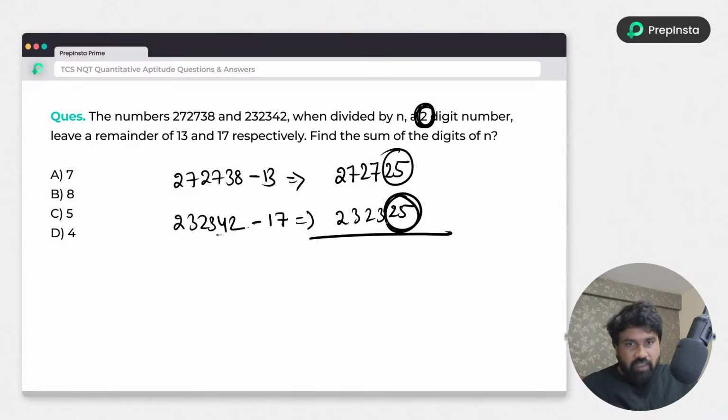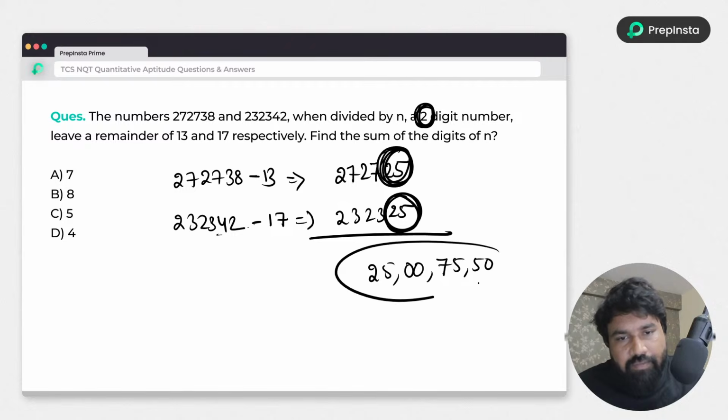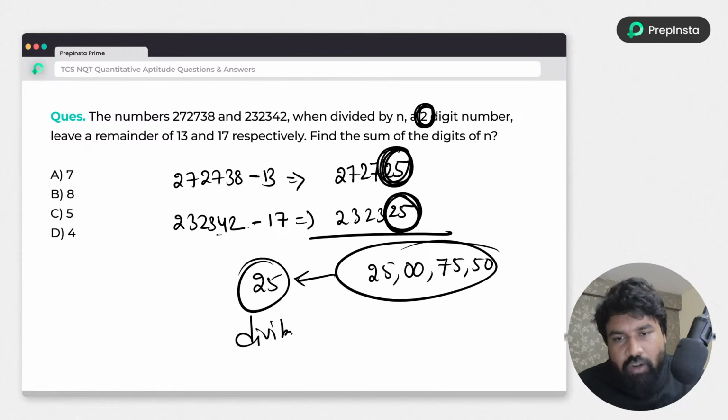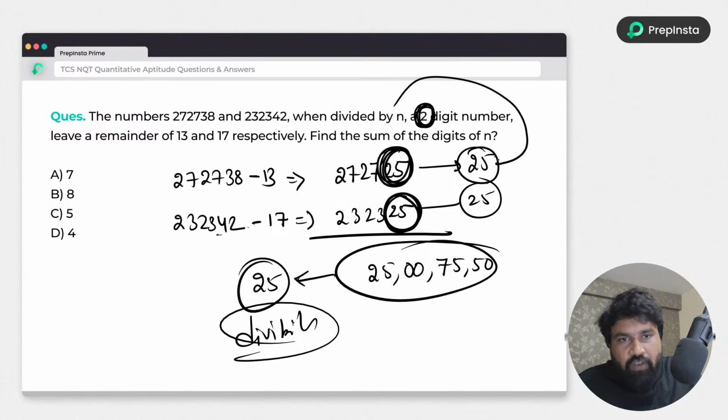The core logic is here. If the last 2 digits are either 25 or 00 or 75 or 50, then the number is perfectly divided by 25. This is the divisibility rule, we already know, right? So this is exactly divided by 25. This is also exactly divided by 25. So if both divide by 25, then the n value is 25. If n is 25, then our answer, the sum of the digits, is 7.